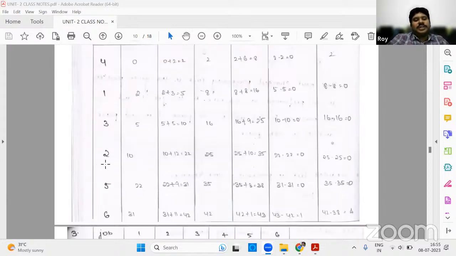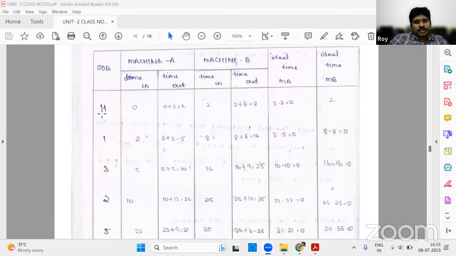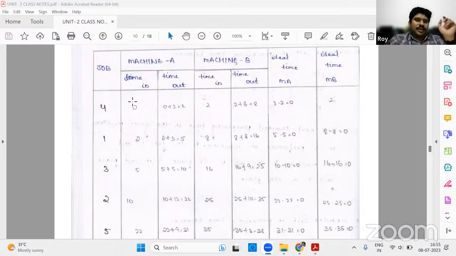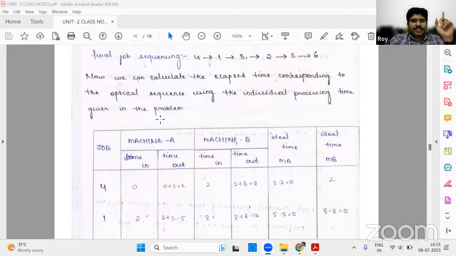Now, job order 4, 1, 3, 2, 5, 6. Starting with this fourth job, what is the in time for mission A? Now keep this in your mind: there is mission A and mission B. Job 4 is coming onto mission A. At the starting, what is the in time for mission A? 0 only, right? Yes or no? Yeah, 0. It will start with 0. Right. Now 0 will be the in time. What will be the out time for the fourth job? Go to the box.